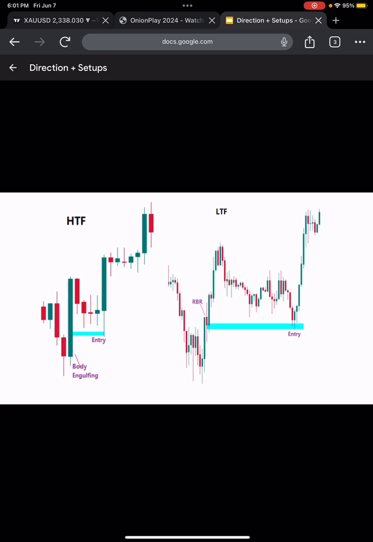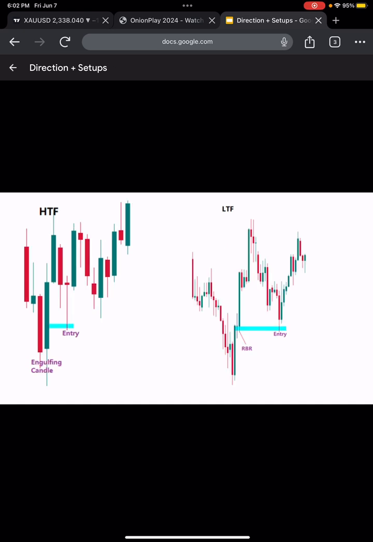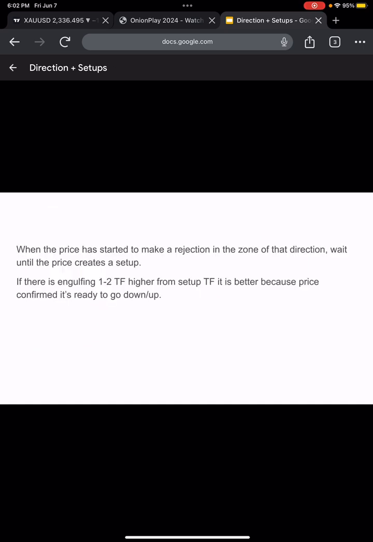And then here's another example. You have a bullish engulfing on the higher time frame. On the lower time frame, it's the rally-based rally, and that would be the example. So when the price has started to make a rejection in the zone of that direction, we need to wait until the price creates a setup. It's not enough for price to create a rejection. You have to wait for the setup, right?